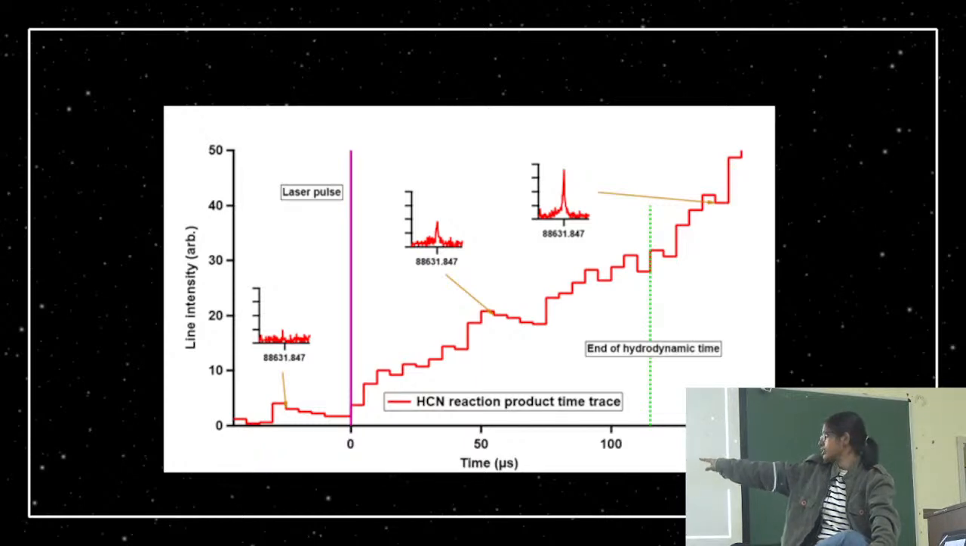So what you're actually seeing is the line intensity at 8861.847 gigahertz, which is an HCN line, slowly increasing in intensity, and that intensity has been plotted. Time zero is marked by your laser pulse, when your laser fires. And then slowly the concentration of HCN is increasing. At the end of the hydrodynamic time, it will tap out. Because you have chosen a fast enough reaction, at some point you'll exhaust your reactants.